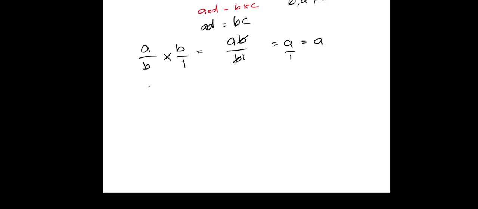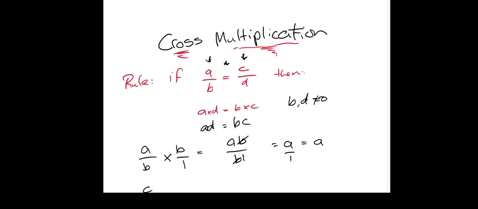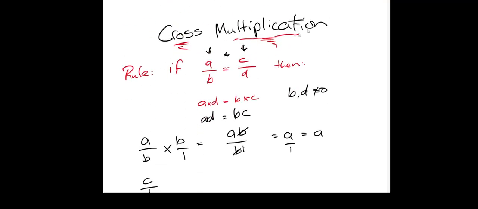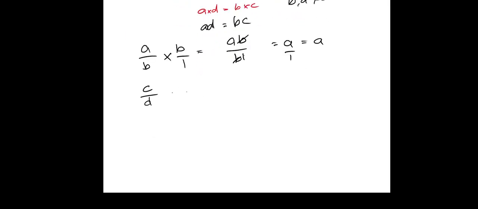Now I want to take the other side of that equation. Remember, it's A over B equals C over D, and I'm going to do exactly the same thing to that one. I'm going to multiply this by B over 1 as well. Okay, B times C, C times B. I'm going to put them in alphabetical order. Remember, the order doesn't matter in multiplication. D times 1 is D.